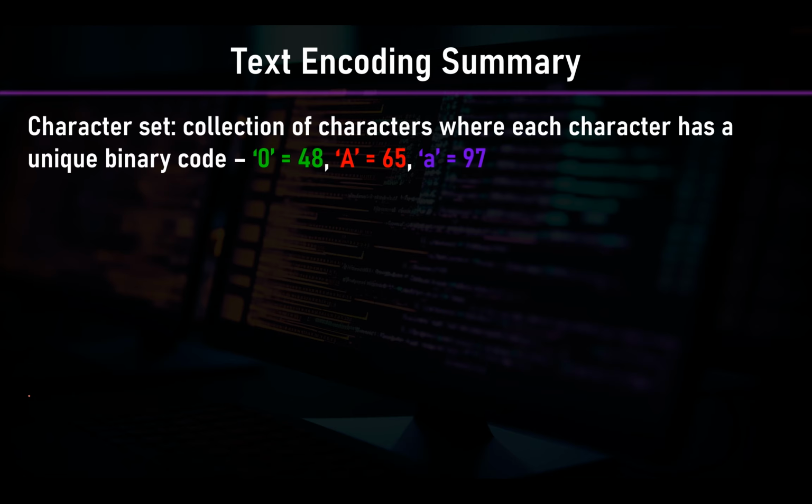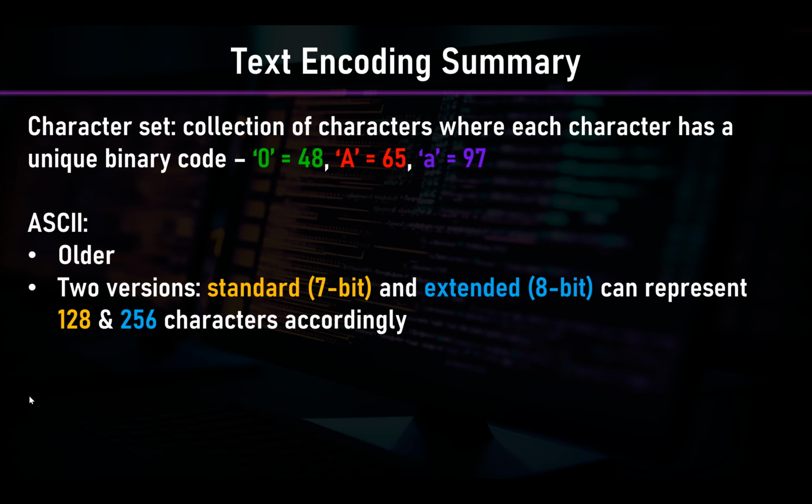So just to summarize, a character set is a collection of characters where each character has a unique binary code. So, for example, 0 is 48, uppercase A is 65, and lowercase a is 97. Then if we look at ASCII, one of the character sets, this is older, I think 1963 possibly, I can't remember. There are 2 versions, the standard 7-bit ASCII and the extended 8-bit ASCII, and they can represent 2 to the power of n, therefore 128 and 256 different characters accordingly.